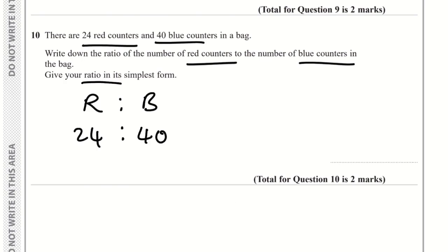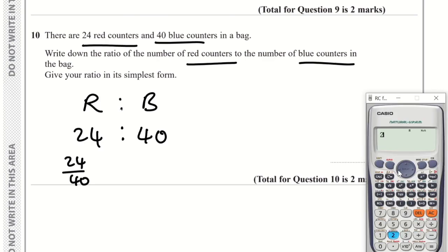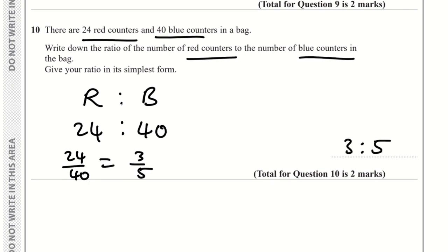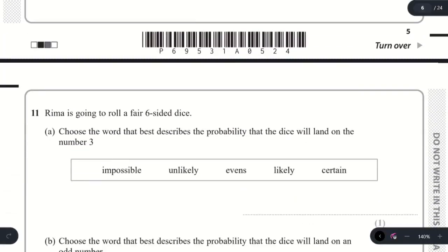If we have to give the ratio in the simplest form, we have to break it down. I can use a calculator. Now, do you know that 24 ratio 40 can be expressed as 24 over 40? You can express it as a fraction. So I'm going to do 24 divided by 40. What do you have? You have 3 over 5. So this is equal to 3 over 5, which can be expressed as 3 ratio 5. That's it. Okay, let's go to question number 11.